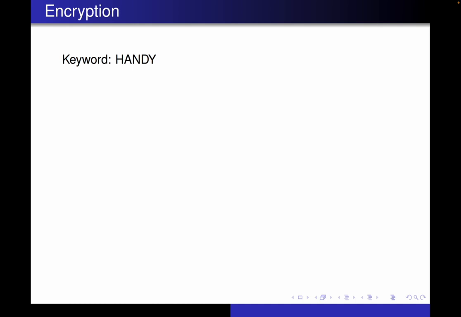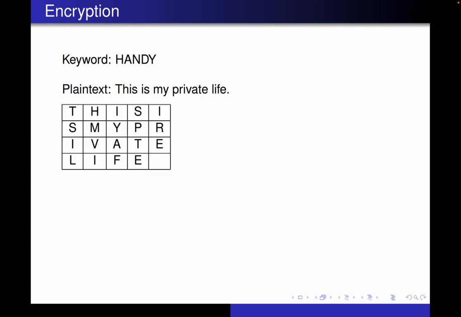So our keyword is HANDY, and what that tells us is that we have 5 letters in our keyword. That means we're going to have 5 columns in our grid. Our plain text is going to be, "This is my private life." So we're going to have 5 columns, and we keep filling in the words, "This is my private life," until we fill in all of them. That's going to take 4 rows. Then notice we have one empty entry at the end. We'll fill that in with a random letter. I'm going to fill it in with an X.